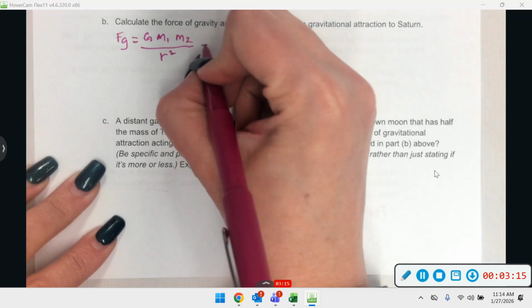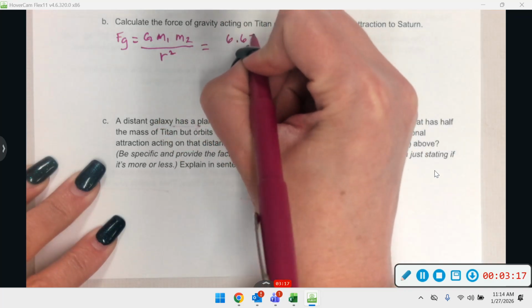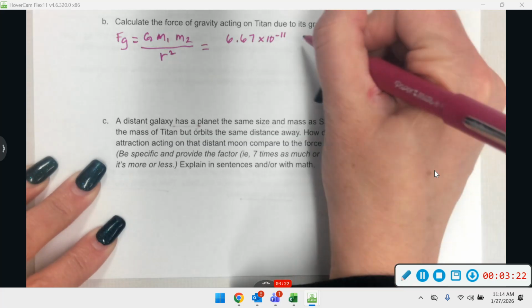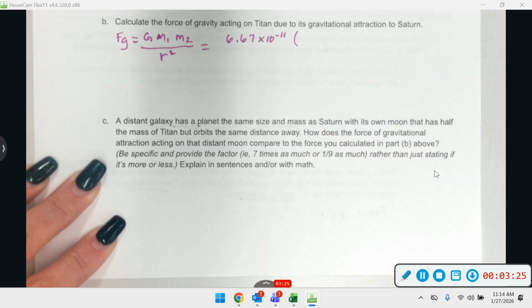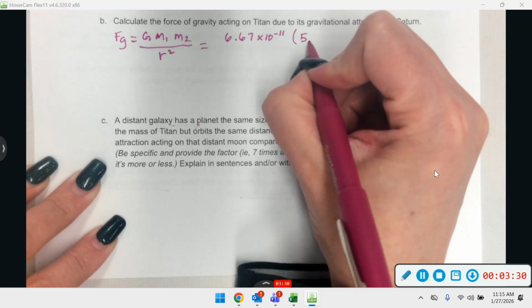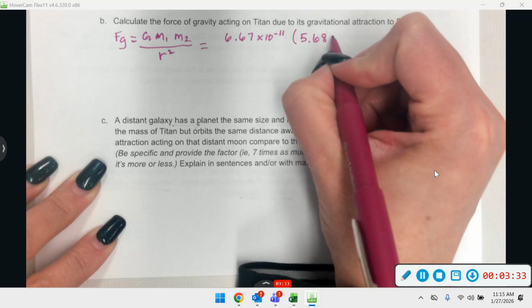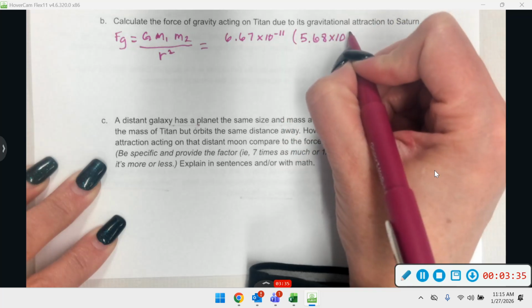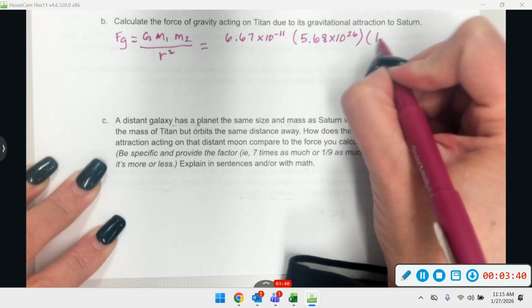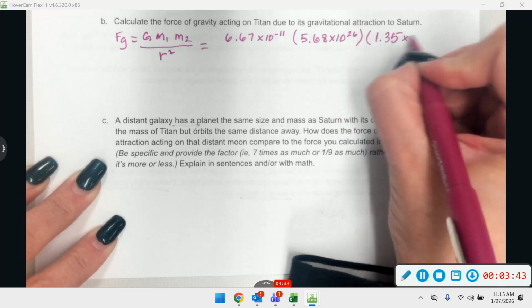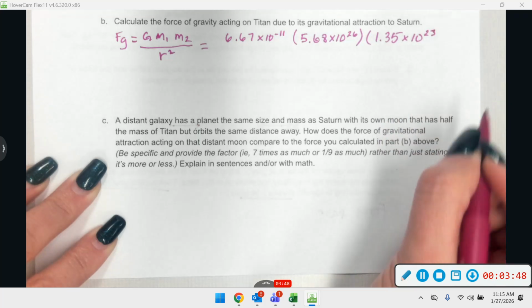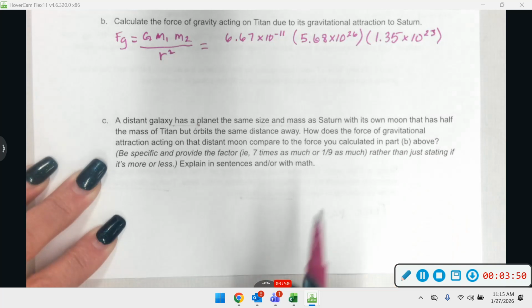But if we want to go ahead and put in numbers, that's going to be 6.67 times 10 to the negative 11th. That's G. And then we're going to multiply the masses. Now the masses were in the question on the front. They told us that Saturn had a mass of 5.68 times 10 to the 26th kilograms, and they told us that Titan had a mass of 1.35 times 10 to the 23rd kilograms. So again, you can flip the paper over to get those values, but that's what they were.